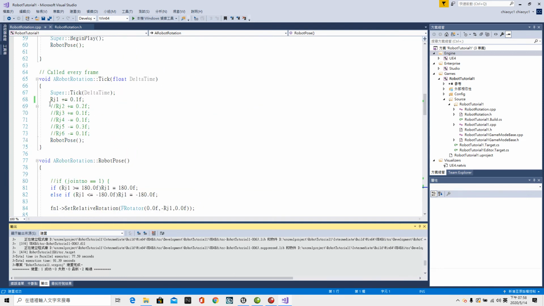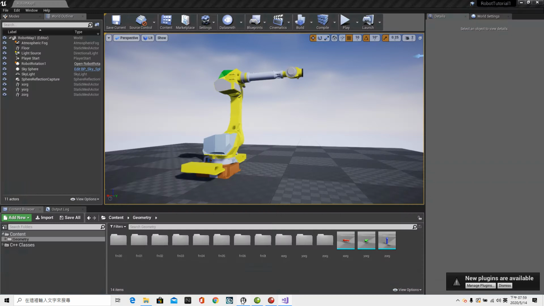Right now, the testing is rotating RJ1 every frame plus 0.1 degree, which is positive rotating. Okay, to see the robot first, the positive rotating is this direction. The arm turns into the screen. And we have to watch the RGB arrow, whether it is located correctly or not. Okay, play.